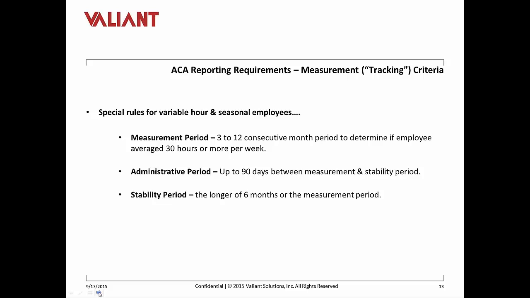After that measurement period concludes, we're going to take a little time called the administrative period, and we're going to get our ducks in a row. We may offer benefits to this individual if they've qualified for the 30 hours or more per week during the measurement period. And then we flow into what's called the stability period. The stability period is the longer of 6 months, or the measurement period. And the stability period is the period of time in which that individual will be offered health benefits if they qualified at that 30 hours or more per week during their measurement period.